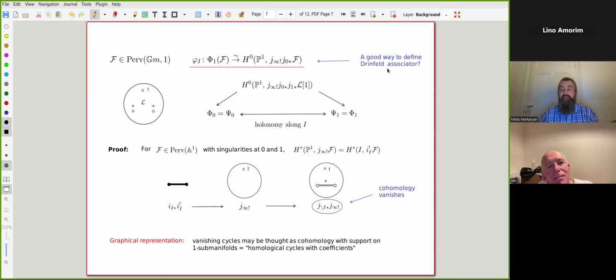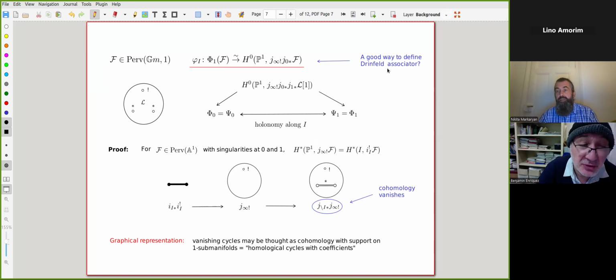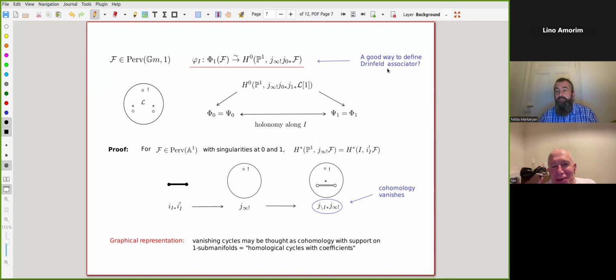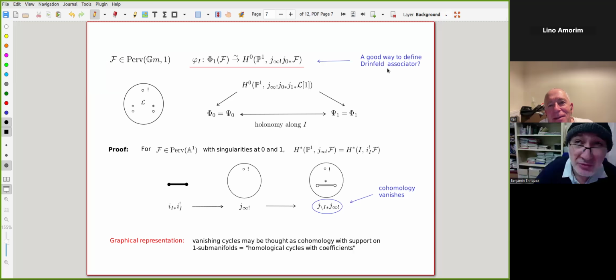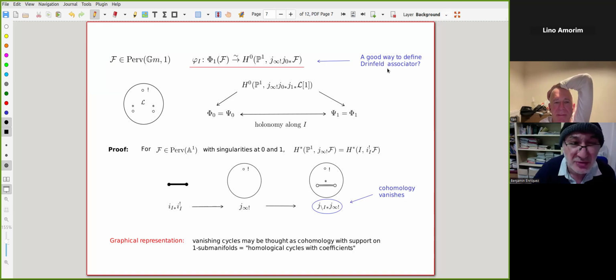That's right. Yes. And usually the way you think about the Drinfeld associator in general. So hold on, Nikita, let him say, because I want to hear. Sorry. Benjamin, sorry. So the usual way to think about the associator is that you have two fiber functors, and you have a natural isomorphism between them. One is Betti in nature and the other is de Rham, and that's how you think about associators in general.